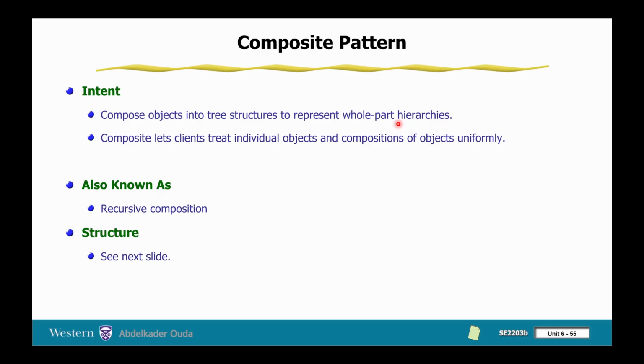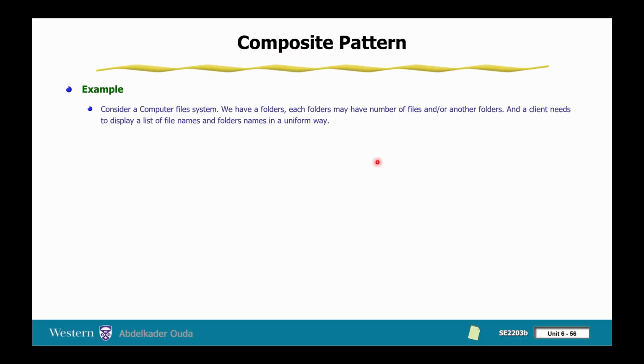Do we really need to implement such a scenario? Do we need to implement something like this hierarchy? We have the root. The root has some branches. Each branch may have another branch or leaf. Do you need to do so? Okay, so let us consider that example.